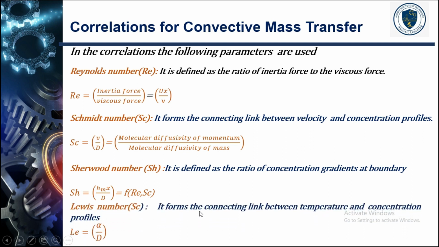Next, we have to know about the Lewis number. The Lewis number gives the link between temperature and concentration profiles. The formula for the Lewis number is alpha by D. Alpha means thermal diffusivity, and D means diffusion coefficient.